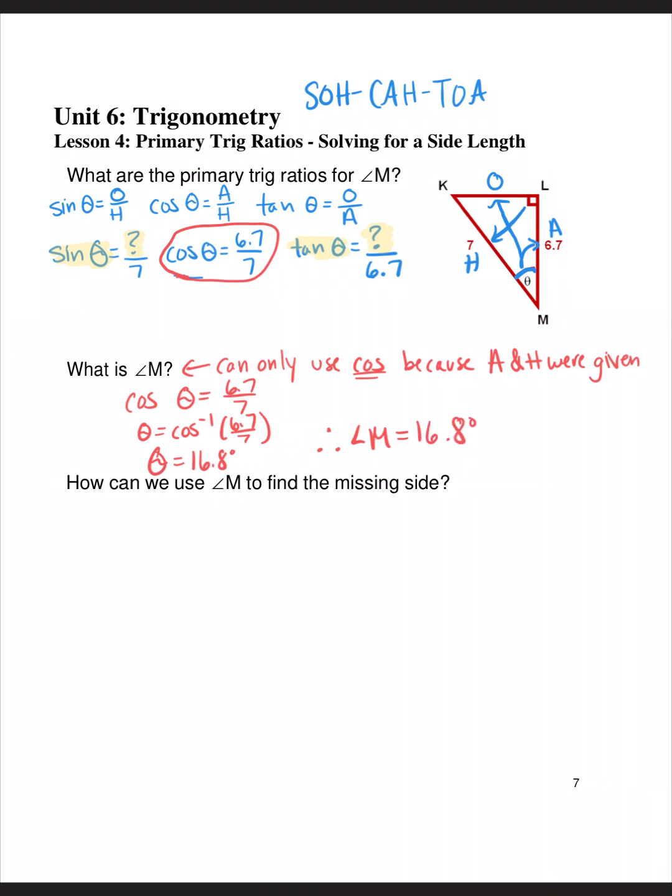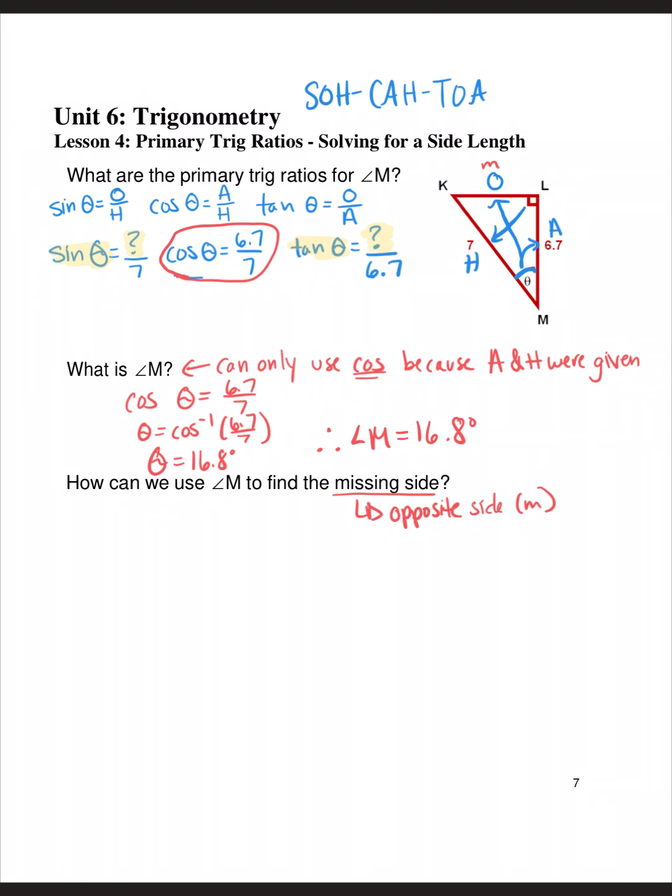How can we use M to find our missing side? So now that we have angle M, can we use that somehow to find our missing side, which in this case, right, we could call this lowercase m, because it's opposite angle M. So let's call that our opposite side, or m.